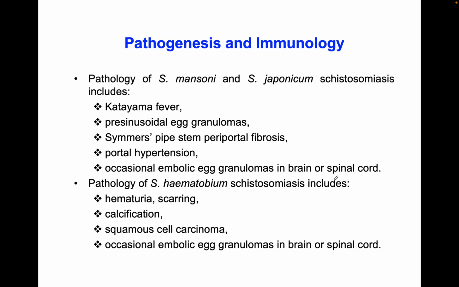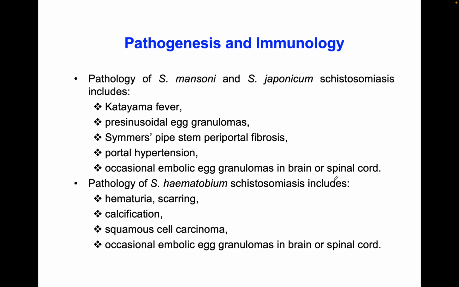Next, we are going to see how they can injure the body. Different species show different pathology. For Japonicum, there is Katayama fever, presinusoidal egg granulomas, Symmers' pipe stem periportal fibrosis, portal hypertension, and occasionally embolic egg granulomas in the brain, or they can be found in the spinal cord.